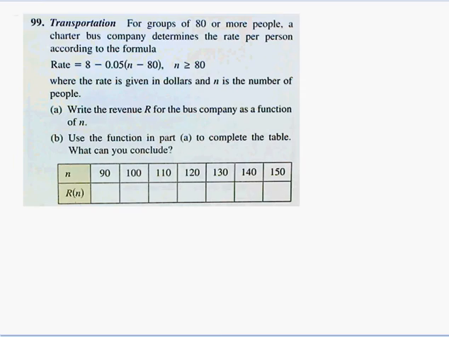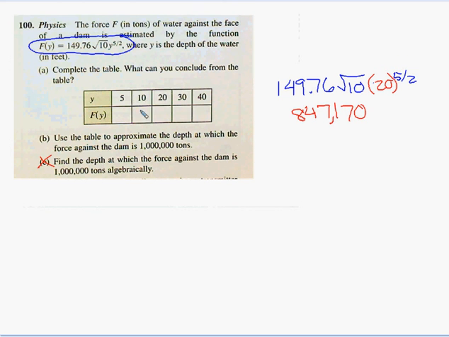So anyway, don't get freaked out by these formulas. It's just filling in the table and answering the questions using the table.